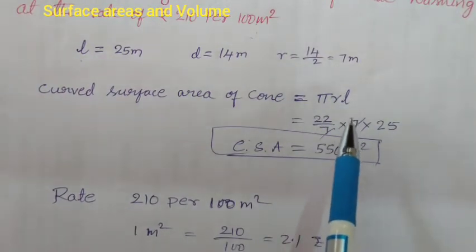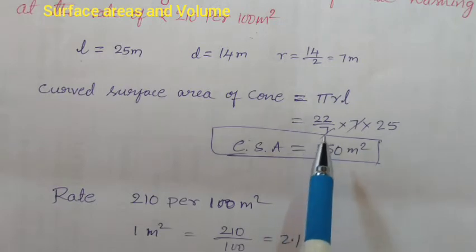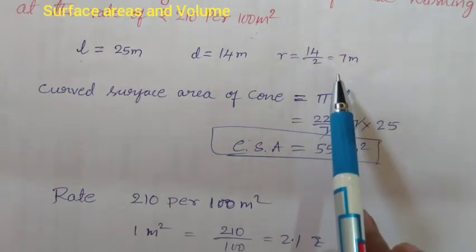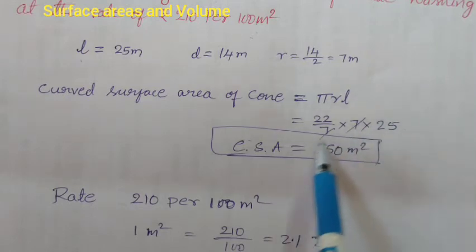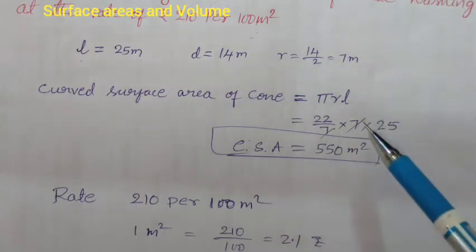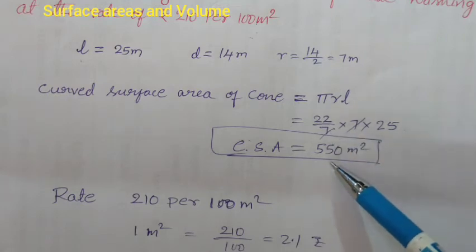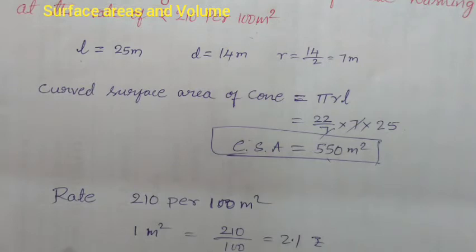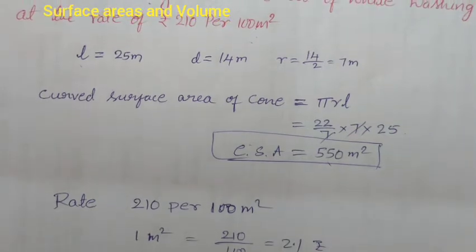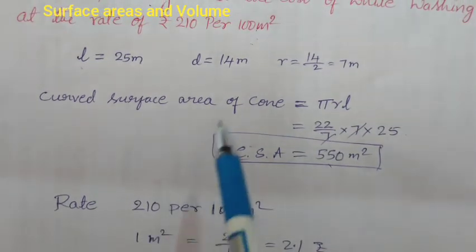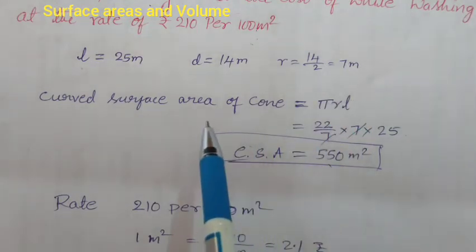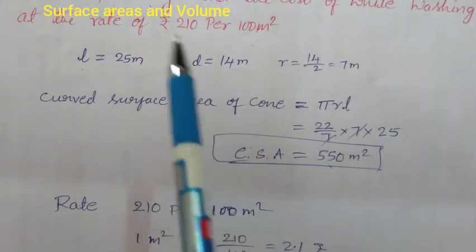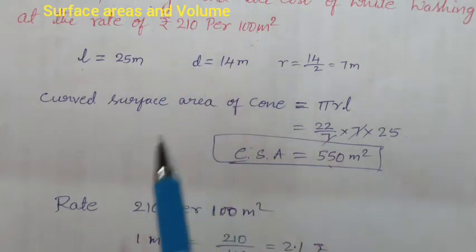What is the curved surface area of the cone? That will be pi r l. So pi is 22 by 7, the radius is found to be 7 and l is given, 25. Cancelling 7 and 7, you multiply 25 and 22, we get 550 meter square. So here for whitewashing the curved surface area, the rate is rupees 210 per 100 meter square.